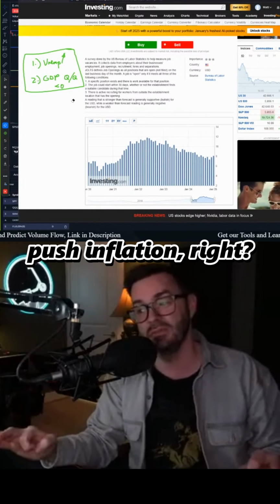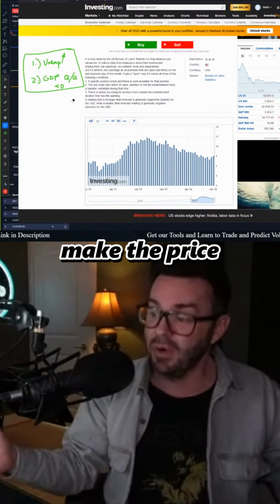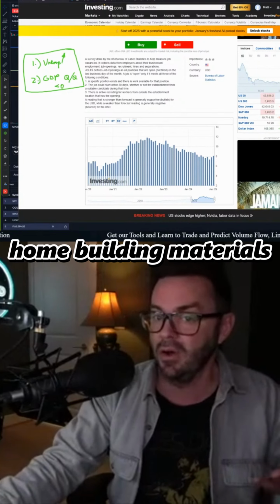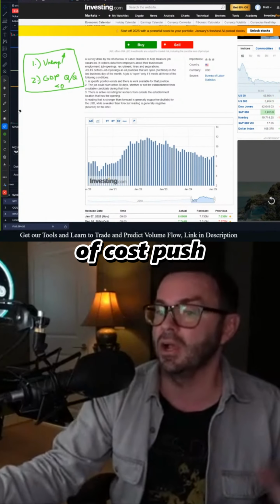It's called cost push inflation, right? When the cost of labor and the cost of raw materials that go into something make the price of it really high. Shortages of home building materials made house prices go up, right? And that's the mechanism of COVID, creating that kind of cost push inflation.